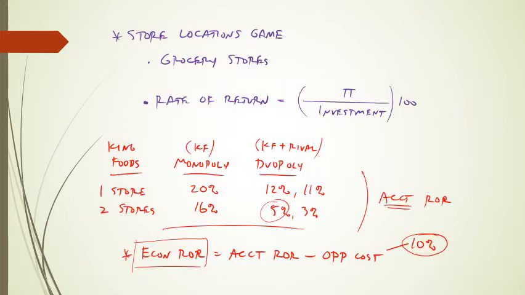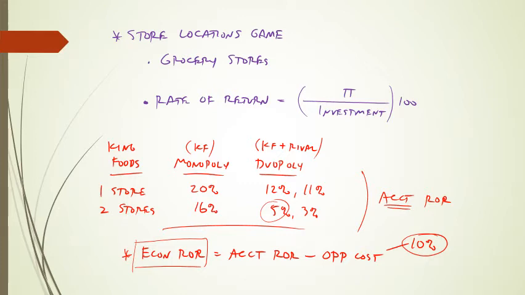Let's take a look at a game. Here we have a store locations game where two grocery stores are trying to determine the extent to which they're going to be a player in a new market. We have a rate of return calculation that is simply a play on economic profit, or we're going to start with accounting profit. So rate of return is profit divided by the investment you make times 100. So if I build a $1 million grocery store, and then every year my profits are $100,000, then 100,000 divided by a million times 100 is 10%. So we work with percentage rate of return percentages here.